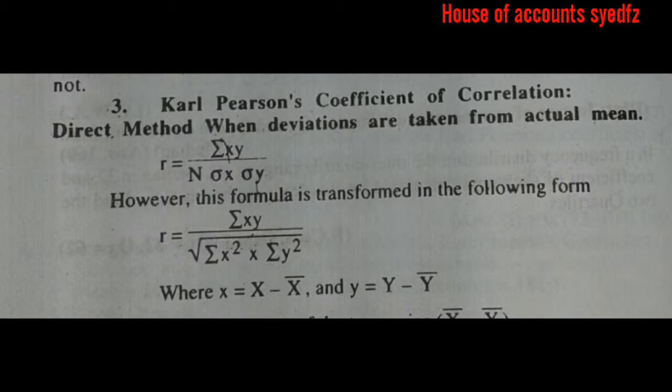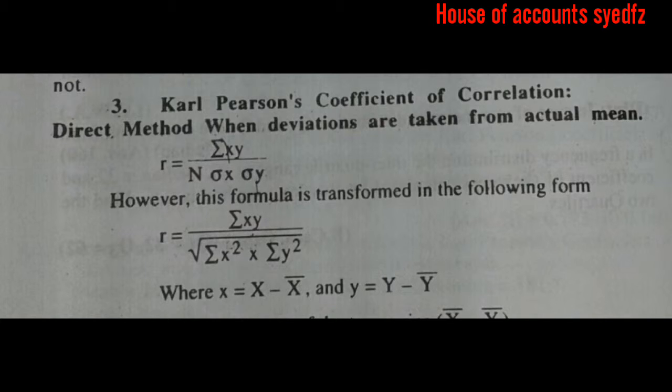Direct method: when deviations are taken from actual means, if we take it from the question only, then this formula is used. r is equal to sigma xy, sigma means total, divided by n times standard deviation x, standard deviation y. But in place of this we can change the formula. r, which means correlation, is equal to sigma xy divided by under root of sigma x square into sigma y square. Sigma means total, n means number of items.